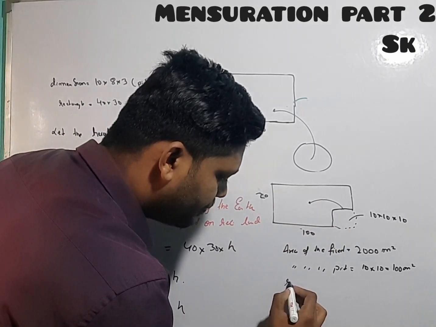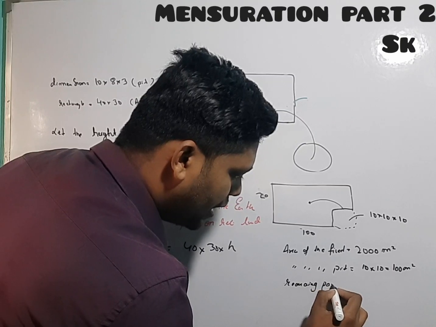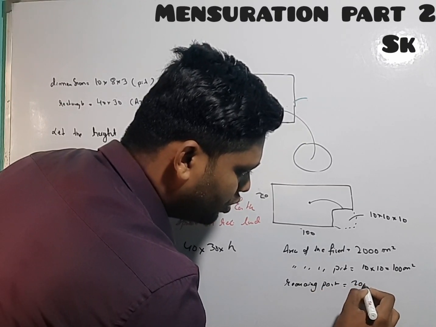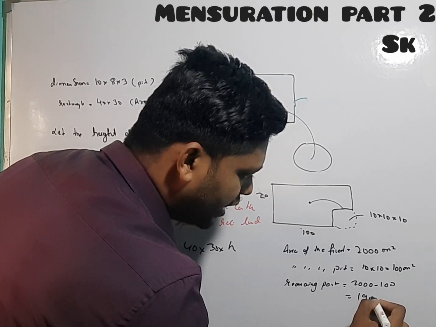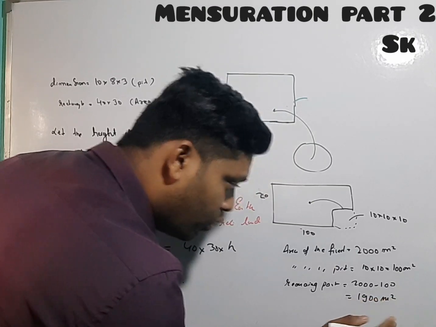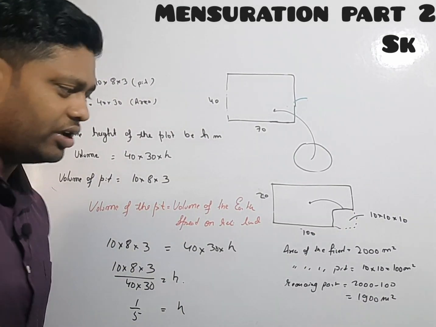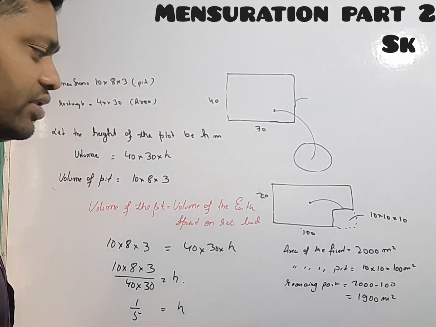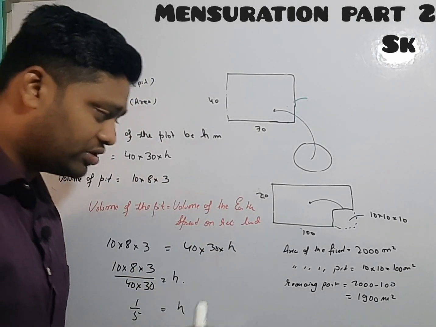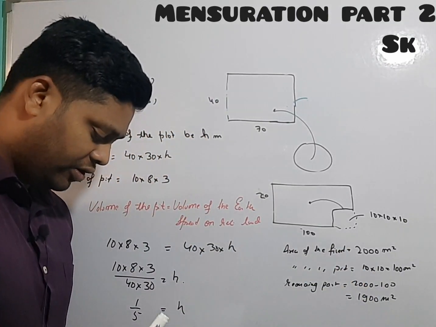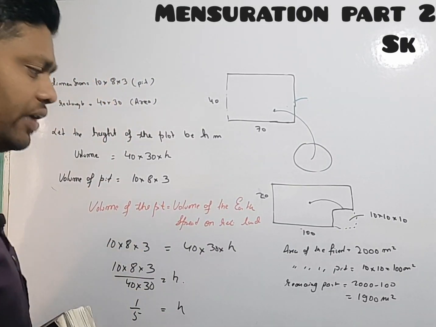So the remaining part is equal to 2000 minus 100, so it will be 1900 meters square. Over this only we are going to throw the sand or the earth. So now this is our answer, and we are doing the sums on this one, 1900. After that everything is the same.